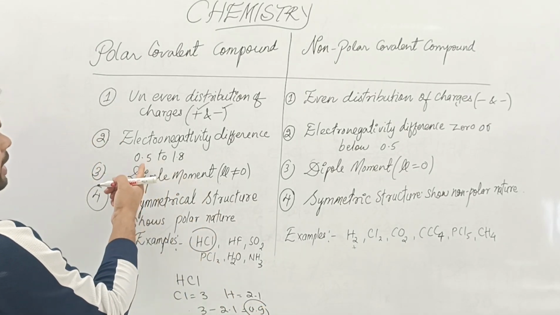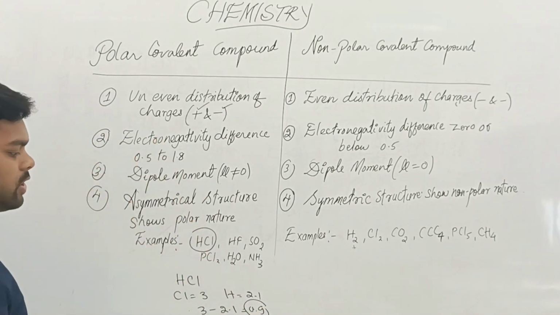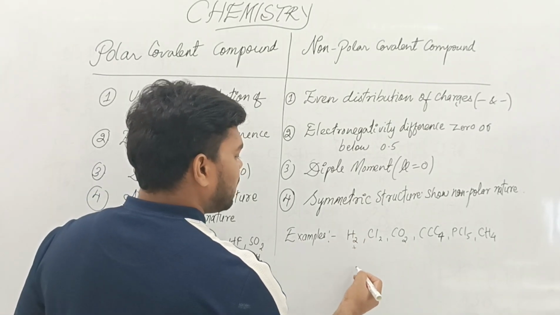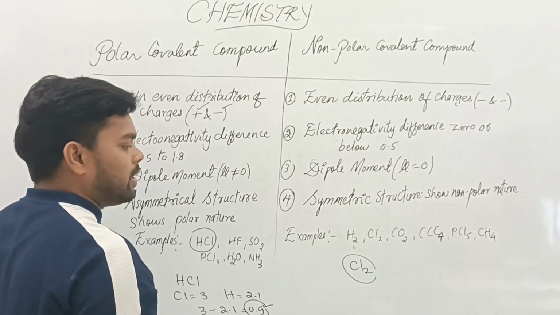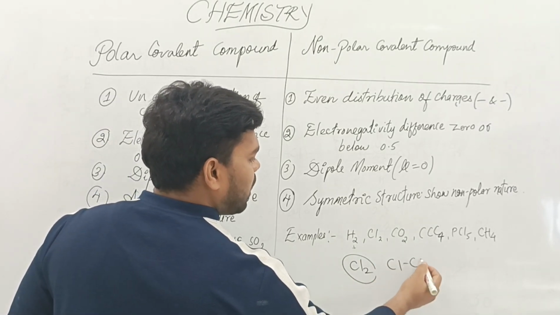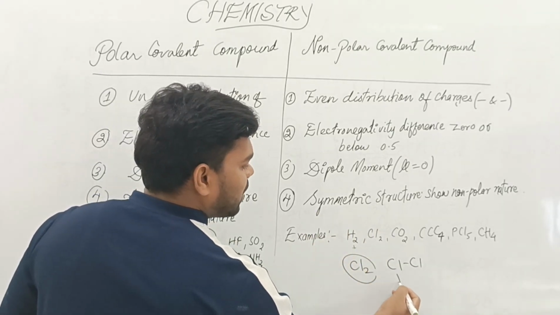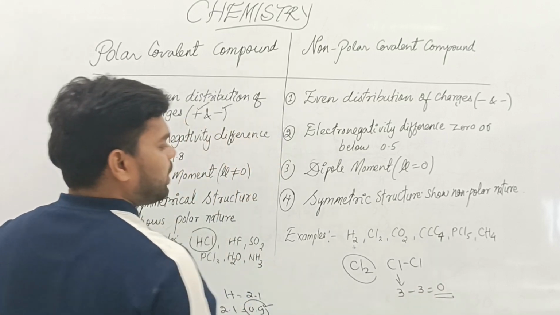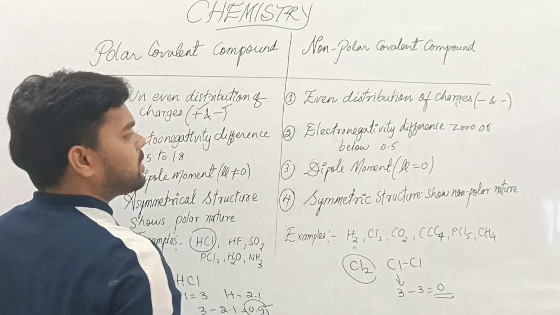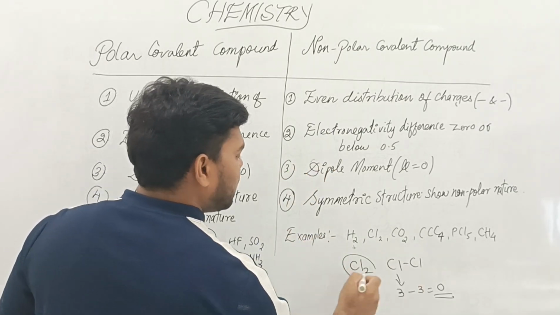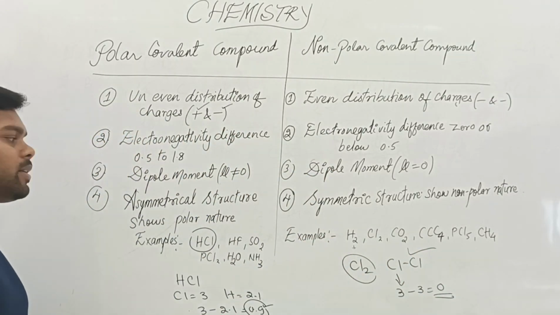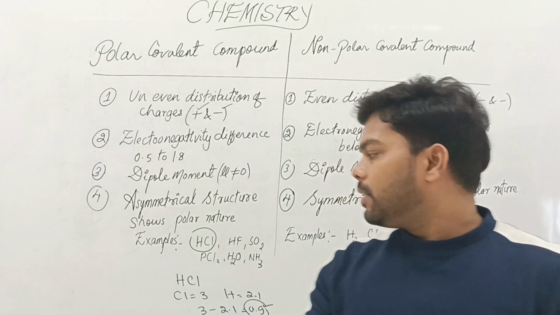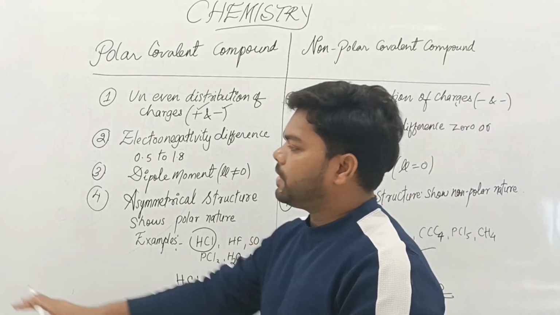That means it lies between 0.5 and 1.8, so it is a polar covalent compound. HCl is a polar covalent compound. However, if you take Cl, chlorine gas, there are two Cl atoms. So the electronegative value is 3 minus 3, and I am getting 0. That means if the electronegative difference is 0 or below 0.5, then this compound is said to be a non-polar covalent compound.